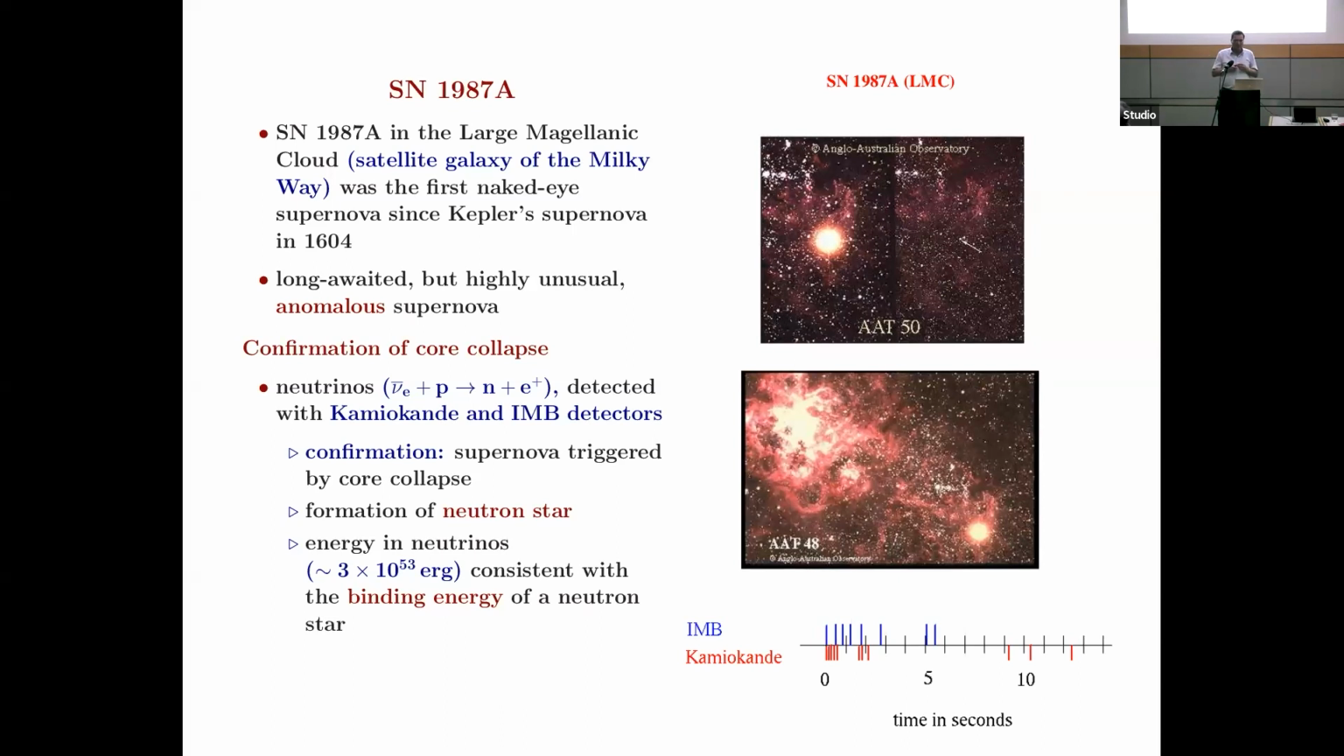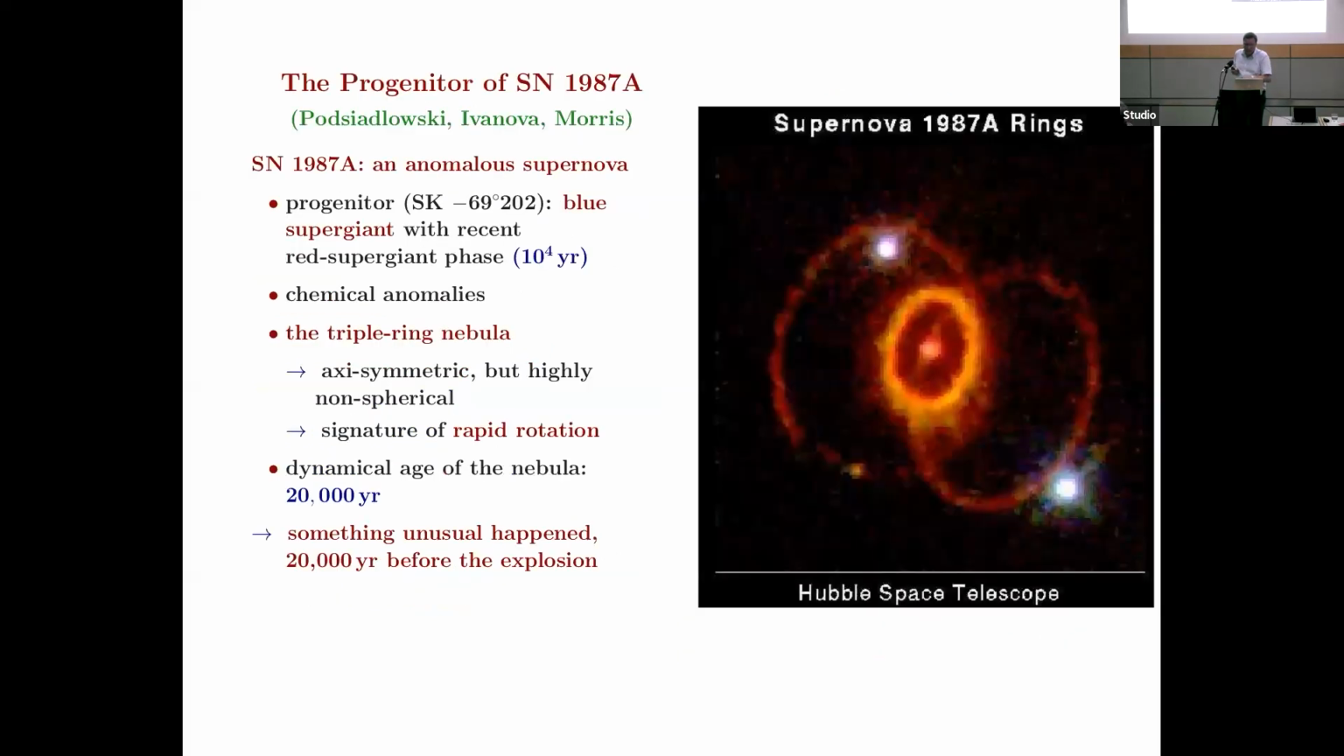And this was really a confirmation of something that had been postulated already in the 30s, but it took until 87 for this to be verified. In fact, even though these are only 17 neutrinos, you could use them to deduce the energy in that neutrino flux. And that was exactly the energy you expect from the collapse of a core to a neutron star. Now, a neutron star, well, I'll come back to neutron stars later. Now, this was a big success. And I already mentioned that it was a blue star, which is not what was expected.